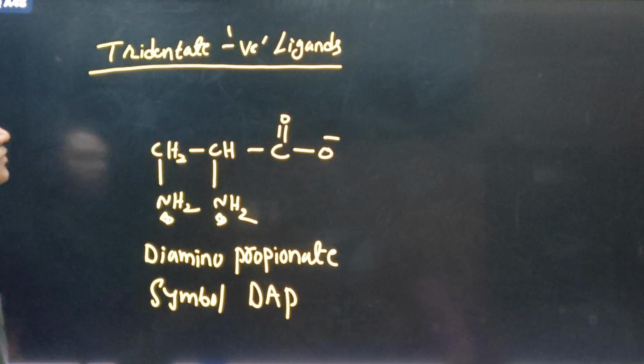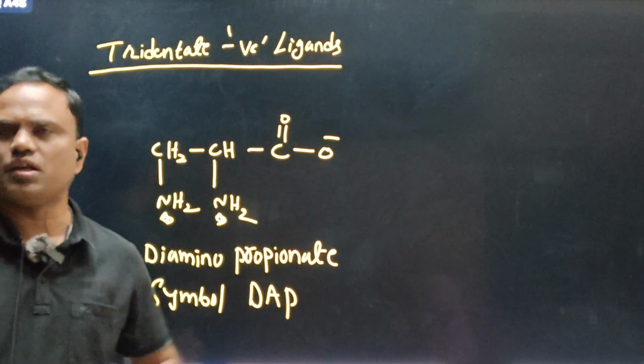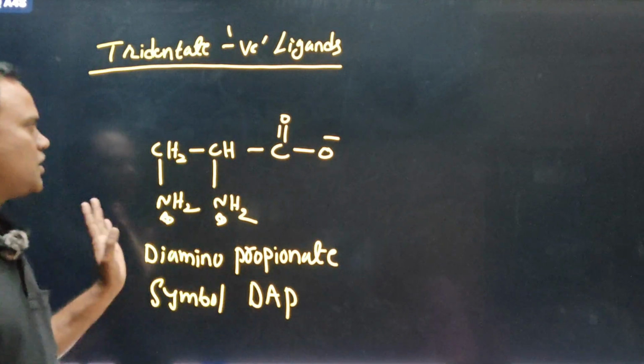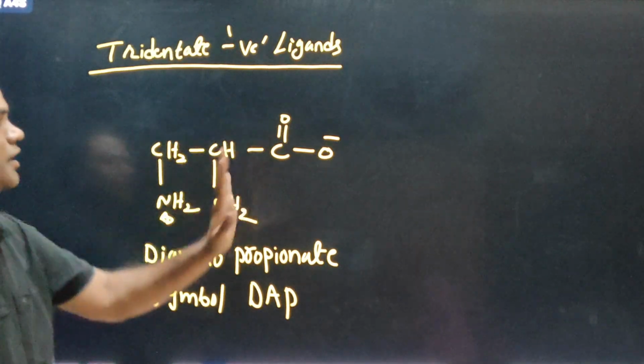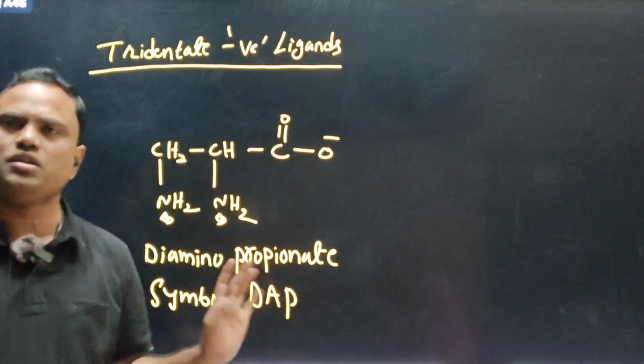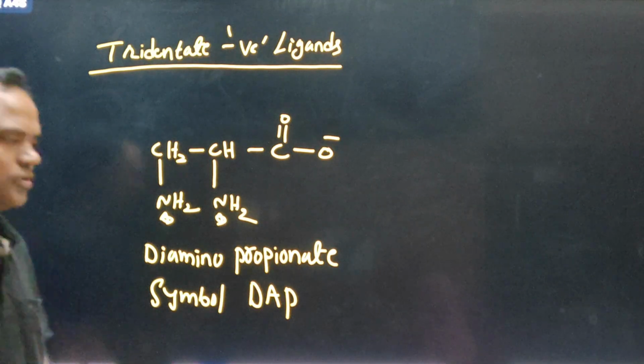Tridentate negative ligand. For NEET level, these are not that important. That's why I'm not giving the important symbol, but for the next one I'll give it. Tridentate negative: just observe the structure once and leave it, no need to learn. Next, tridentate neutral. This is important.